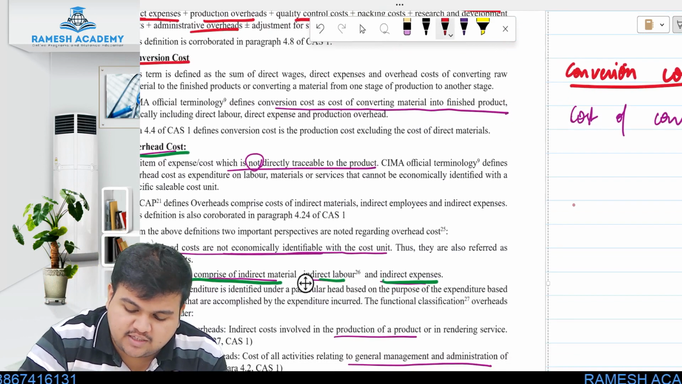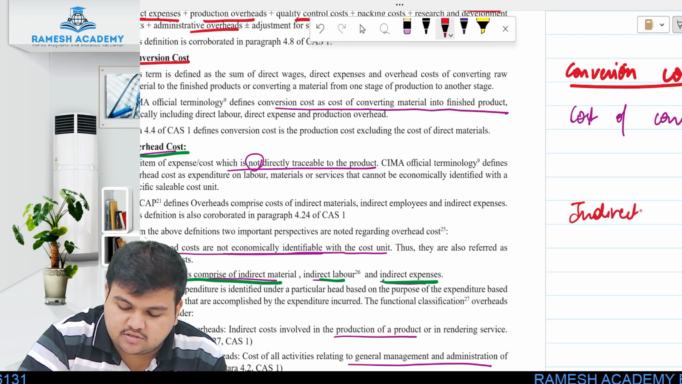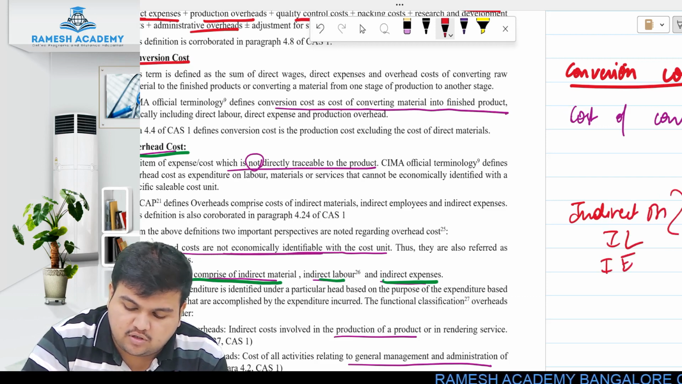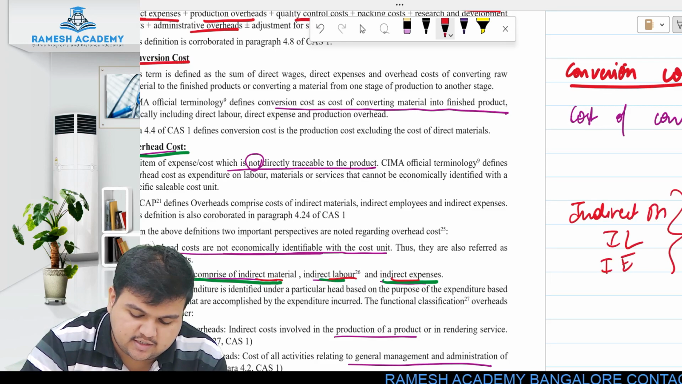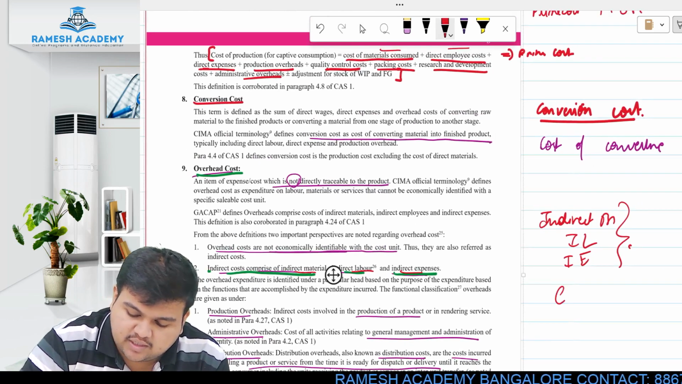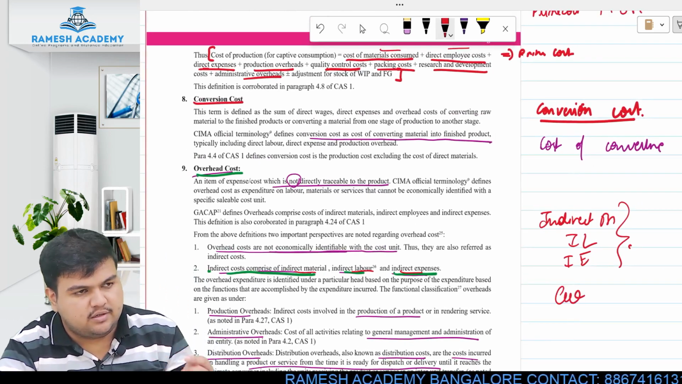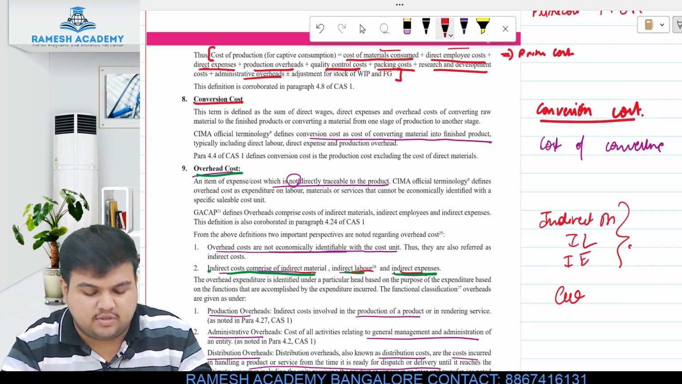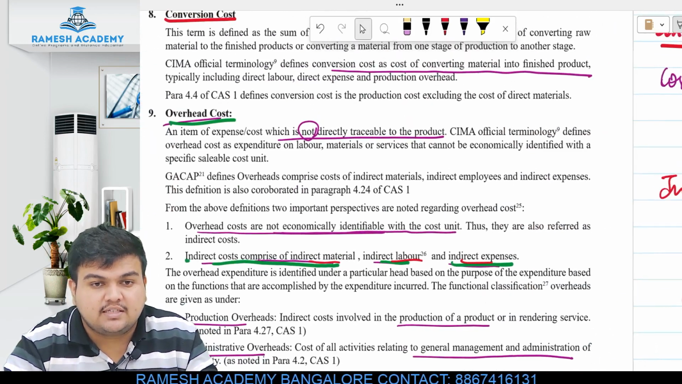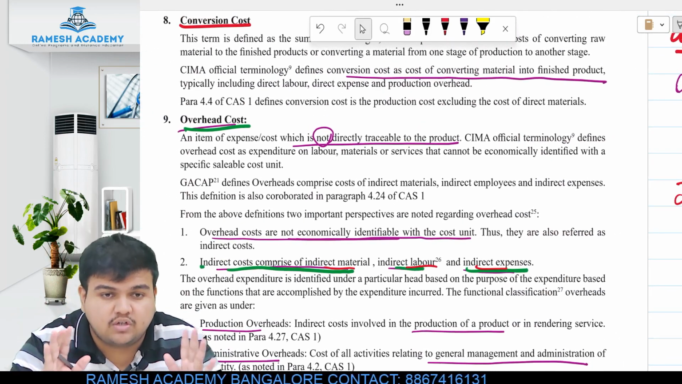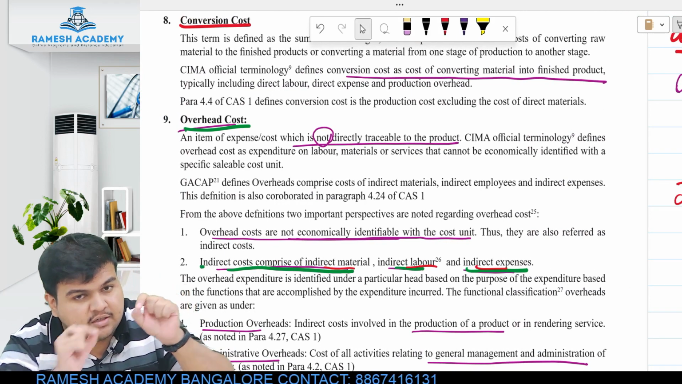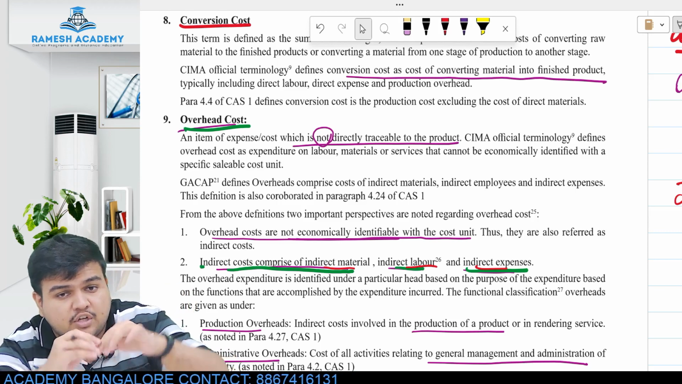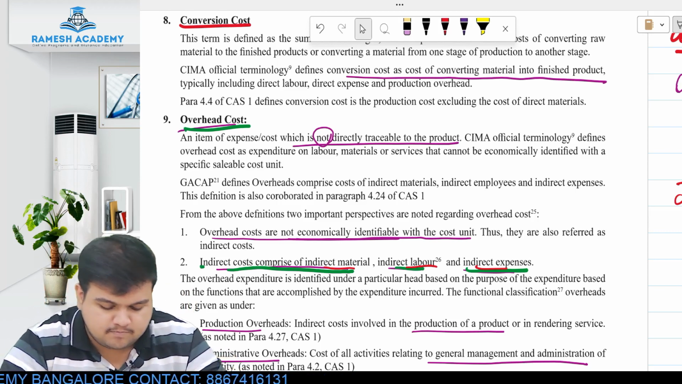Overhead cost is any indirect cost: indirect material, indirect labor, indirect expenses. These are all overheads, which are not economically identifiable. When you look at a gold chain, the first thing, the direct material you are able to ascertain, is the gold used in it. There will be certain strings of silver used to join the chains. These are not economically identifiable.